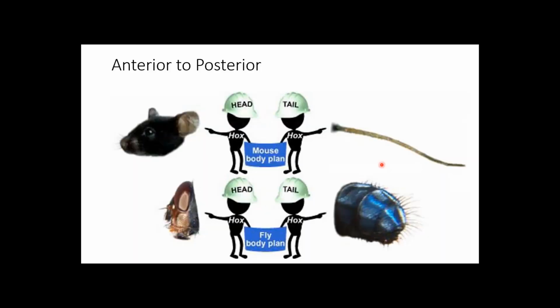So when they say anterior, they're referring to the front of the body. So in a mouse, that would be the head. When they say posterior, they're referring to the back end of the body, or the tail. Same thing for a fly. Anterior means the head, and posterior would refer to the back end of the body or the tail.